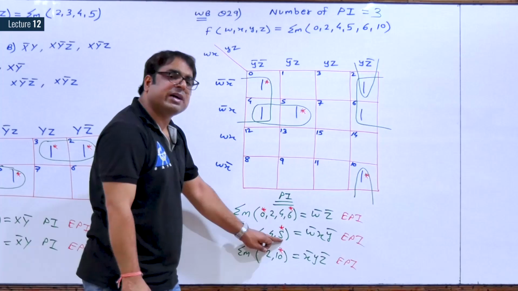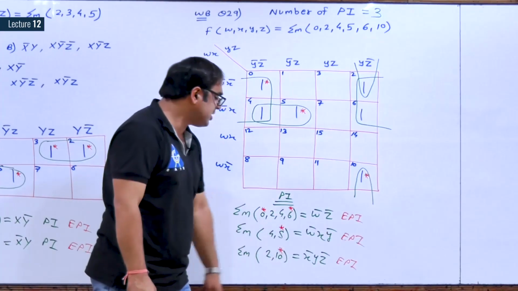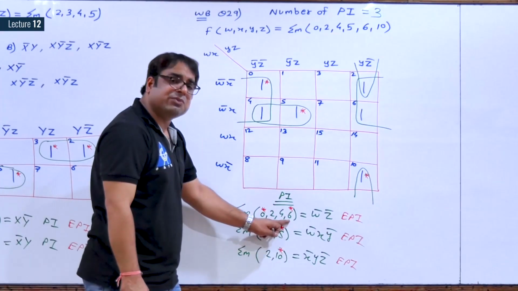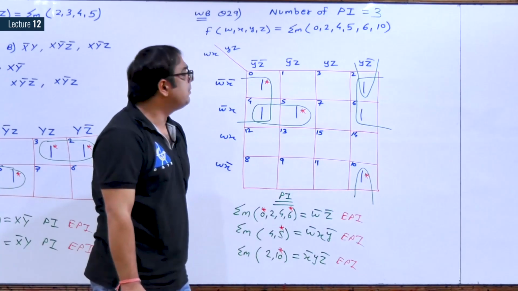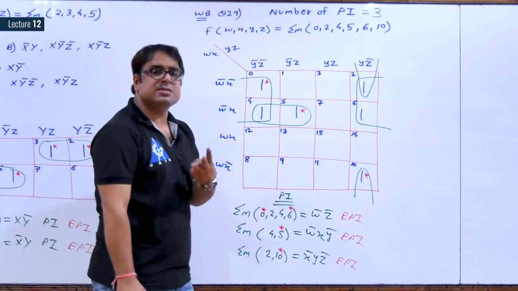5 is appearing only once. Because of this 5, this is essential. 0 and 6 are appearing once, so because of this 0 and 6, this is also an essential prime implicant. The answer to this question is 3.